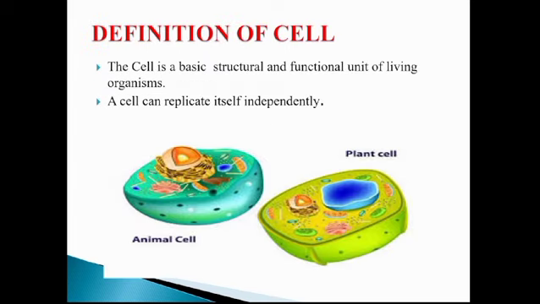Next, the definition of cell. The cell is the basic structural and functional unit of organisms. Buildings that are built of similar bricks have different designs, shapes and sizes. Similarly, in the living world, organisms differ from one another but all are made up of cells. As bricks are used to build a building, organisms are also formed by a single unit called the cell. A cell can replicate itself independently. Examples of cells are the animal cell and the plant cell.